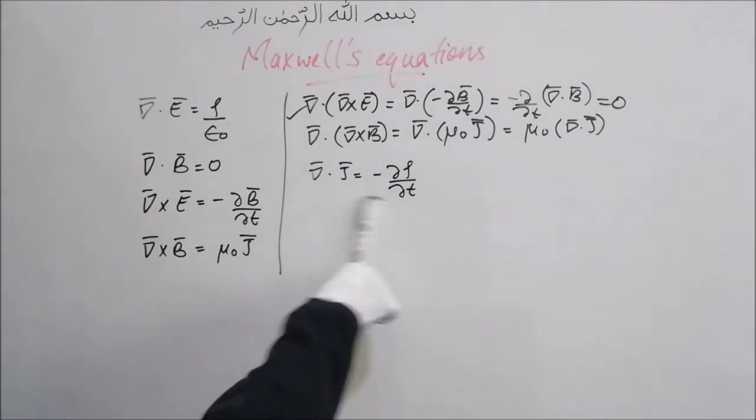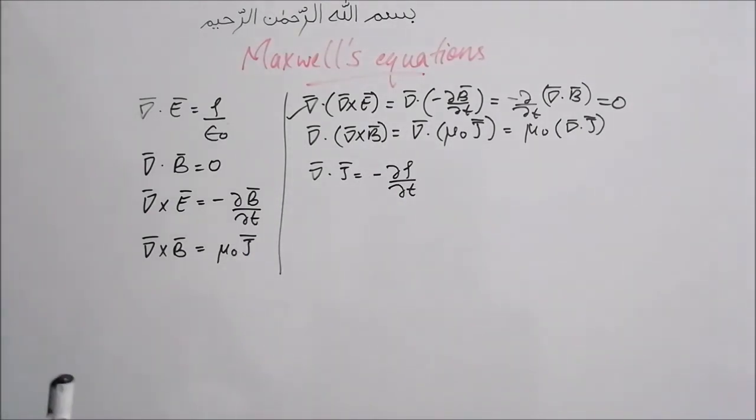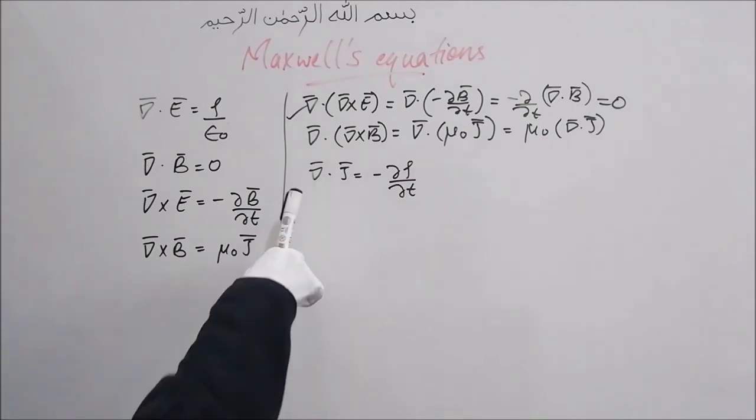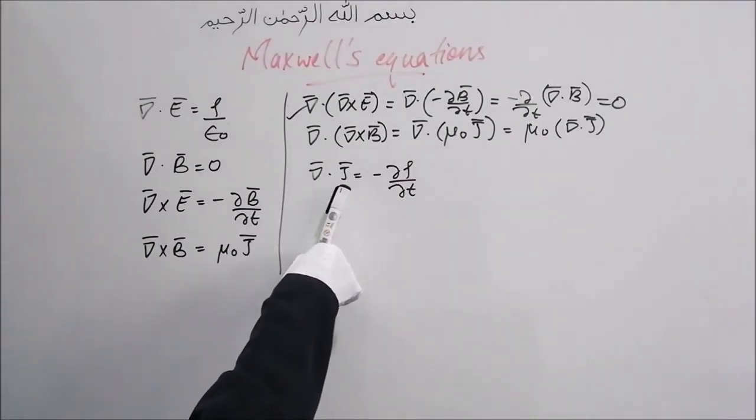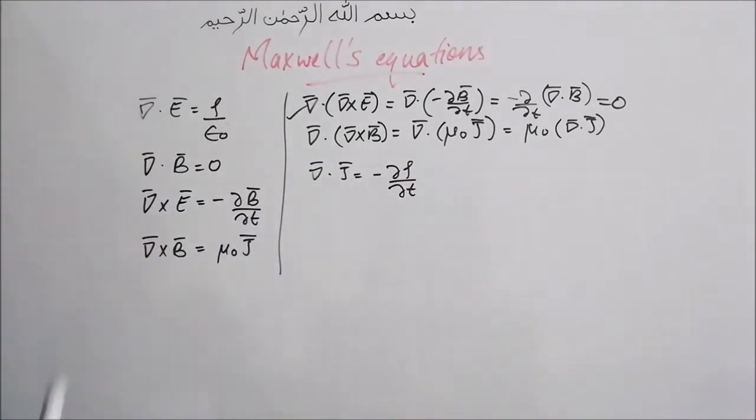What does this continuity equation say? It says that if charge is moving out of a differential volume, then the amount of charge within the volume will decrease. That is, the divergence of the volume current density is dependent on the rate of change of volume charge density.